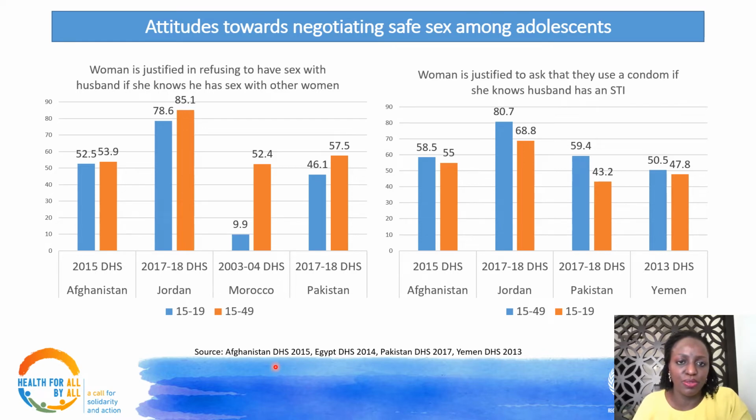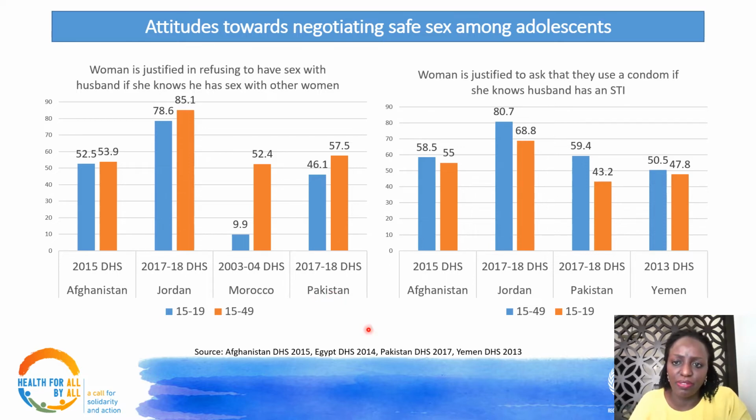So this slide goes into the attitudes towards negotiating safer sexual practices among adolescents. Again, we looked at data from the demographic health surveys from Afghanistan, Jordan, Morocco, and Pakistan. The blue represents the ages 15 to 19, and the orange represents 15 to 49 in the first graph. And you see that in terms of women being able to justify refusal of any sexual relations if she knows the husband has sex with other women, those are the proportions noted for each of the countries, with the highest proportions noted in Jordan and the lowest proportions noted in Morocco and Pakistan.